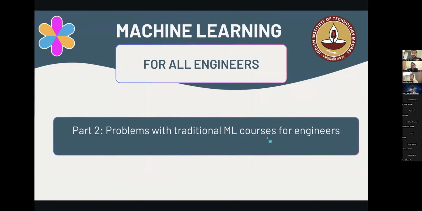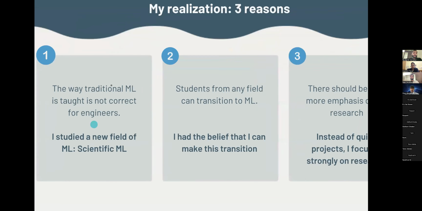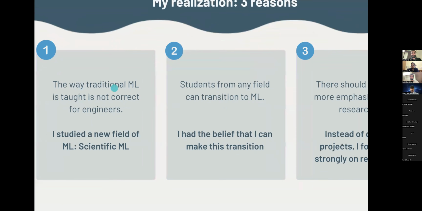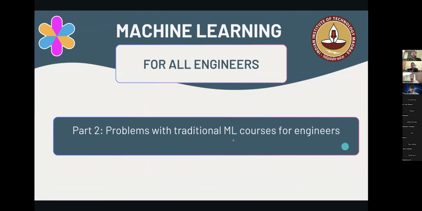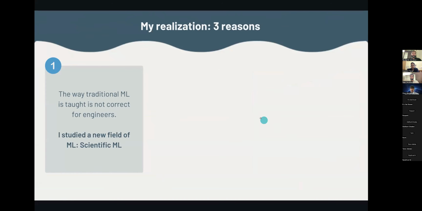Okay, so now let's come to part 2 of the presentation, where I mentioned that the way traditional machine learning is taught is not correct for engineers. Let me expand a bit on this. So what are the problems with traditional machine learning?